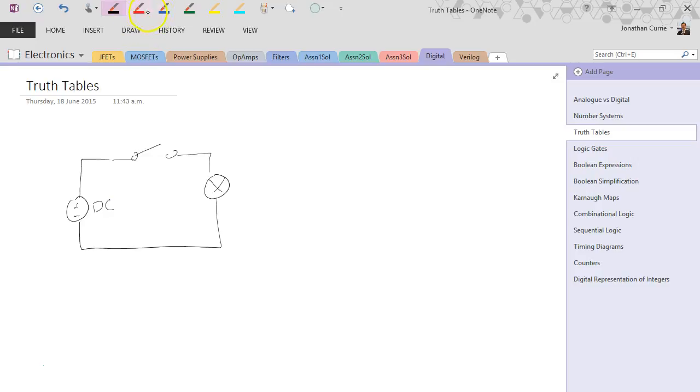Now, if we have a look at switch S1 and the lamp, we straight away know from electronics that if the switch is closed, the lamp will turn on. Nothing genius about that. But there's a way that we can describe this operation using what's known as a truth table. So we can describe every possibility of the input switch versus the corresponding output, the lamp.